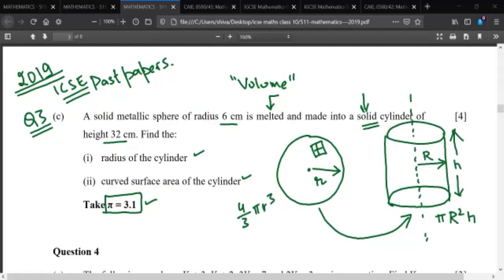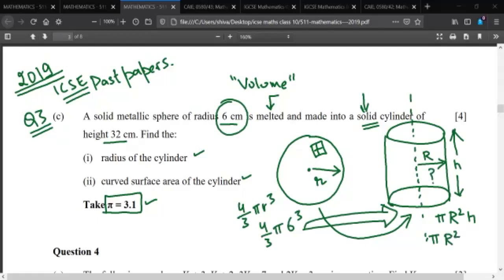Now, what they have given is the radius as 6 centimeter. So I'll write 4 by 3 pi 6 cube here, and this would be equal to pi r square h. Pi r square is what I need to find, into h, where h is the height of the cylinder. This is given. Another thing you should always do is check the units of all the dimensions which are given. So when I solve this, I'll get the radius r. Mr. Rudra, any doubt? No, sir.